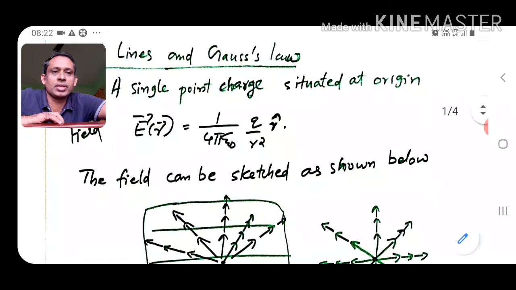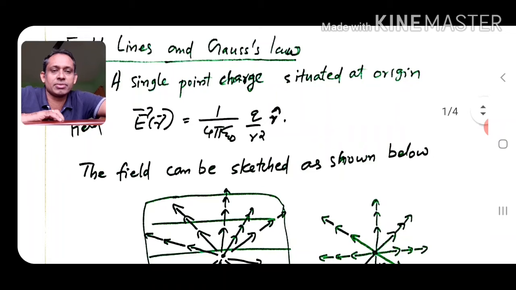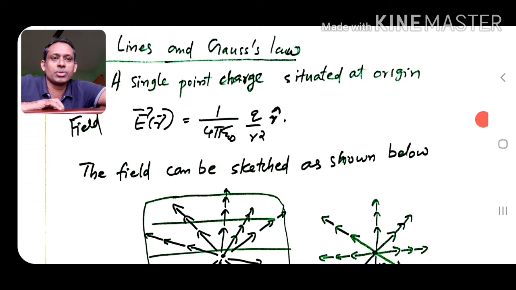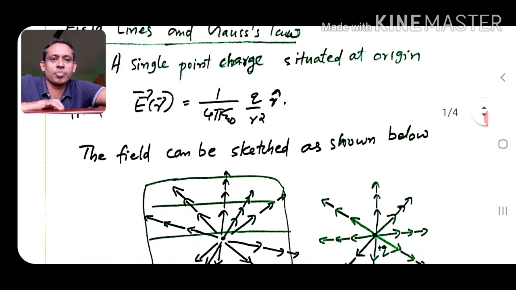In the case of a single point charge, which is situated at the origin, the electric field is given by 1 by 4 pi epsilon 0 q by r square. Okay, this unit vector r shows the direction of the electric field. So the electric field, its magnitude is 1 by 4 pi epsilon 0 q over r square. R is the distance from the point charge. So the magnitude or the strength of the electric field decreases with the square of the distance.